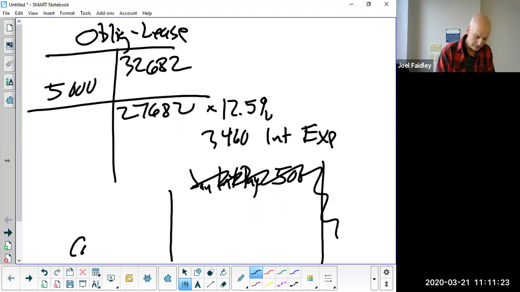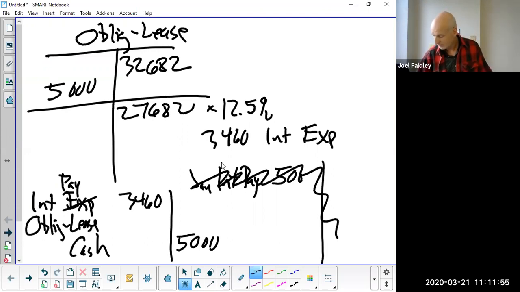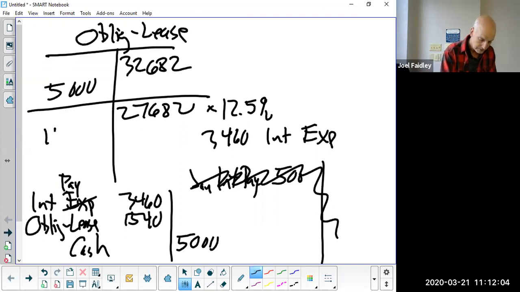All right, cash is going to be $5,000. All right, I have to pay $5,000. Interest expense is $3,460. Of course, they've already accrued that on December 31, so in reality, that should be payable. And then what's the difference? Obligation, lease. 5,000 minus 3,460. $1,540 goes up here.